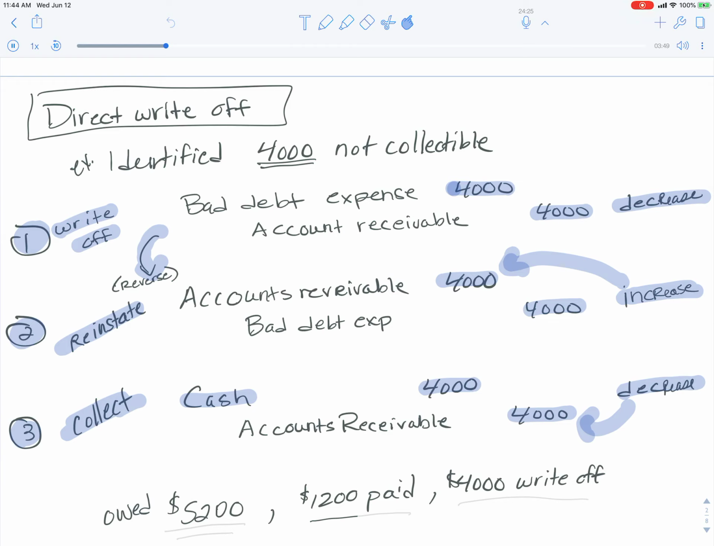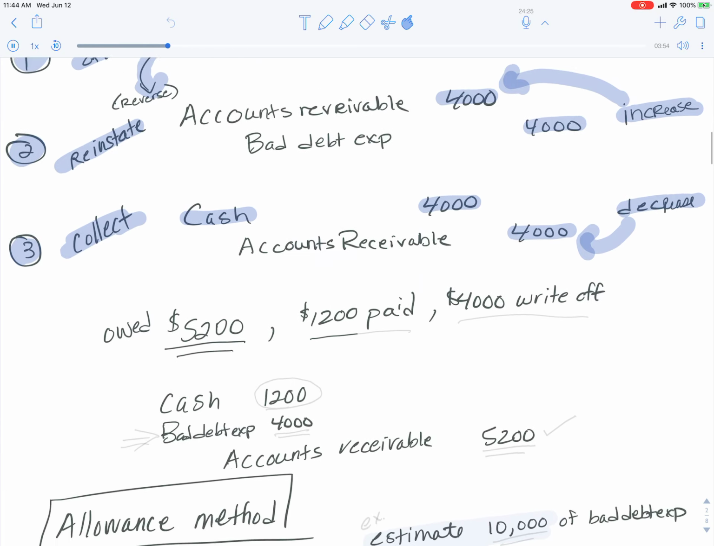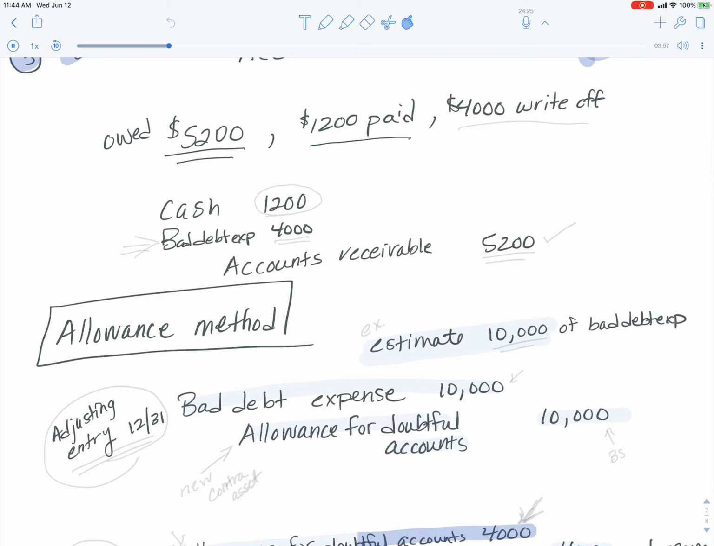Let's say we just get partially paid though. So here's an example of a partial payment. We are owed by our customer $5,200, but they only paid us $1,200, and that's all we're going to get. So we're going to write off 4. The first thing to do is, I always like to do cash first, because we know we can debit cash for $1,200, and we know that we have to remove all $5,200 because we're not expecting payment any longer. So you're going to credit all $5,200, and the difference is going to be a debit to bad debt expense for the 4 that we're writing off. So that is the direct write-off method.